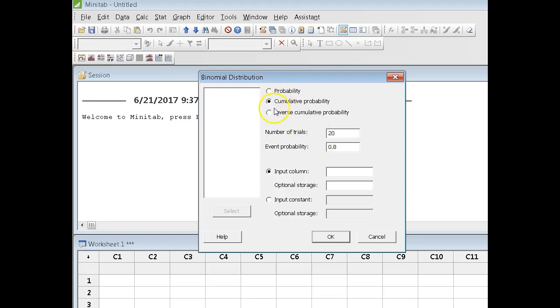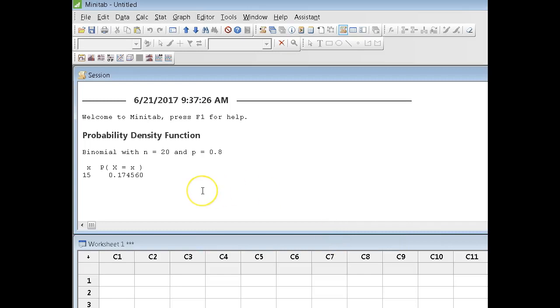Now, I need to change my radio buttons up here. To answer question A, I want straightforward probability. This is what I call equal to probability. And I'm going to change my radio button down here, since I can input a single number, which is what I'm going to do. So I want to know the probability x is equal to 15 when n is 20 and p is equal to 0.8. Click OK, and here's my answer. This is the answer that is showing in your notes.